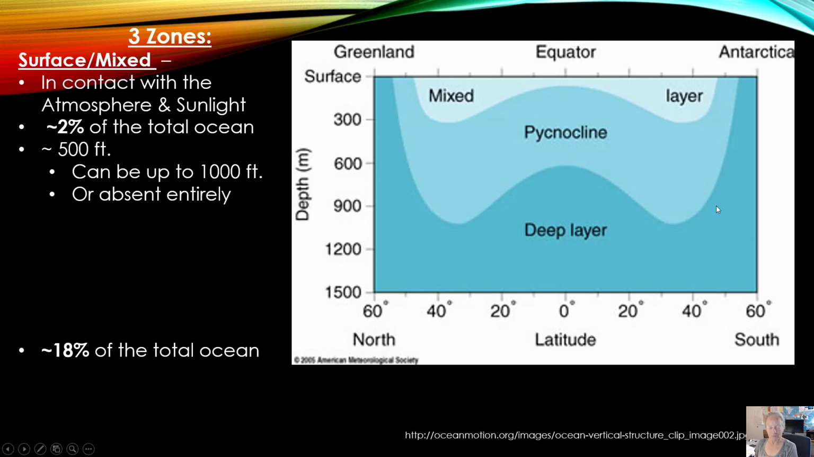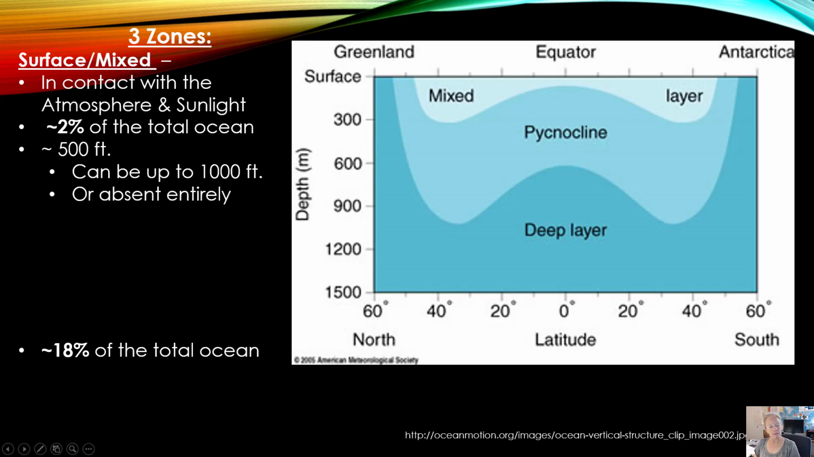It varies, as you can see from this. Let's look at this diagram here. So right here is 0 degrees latitude, so that's the equator, right? And we go down to the Antarctic Circle, and we go up to the Arctic Circle. These colors are showing you that the mixed layer is thinnest at the equator. It gets thicker midway up the globe and midway down the globe, and it's completely absent in the Arctic Oceans and the Antarctic Oceans.